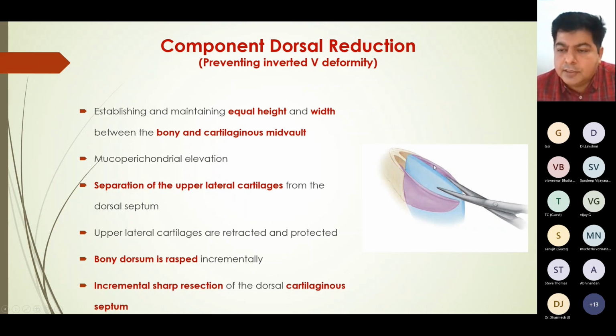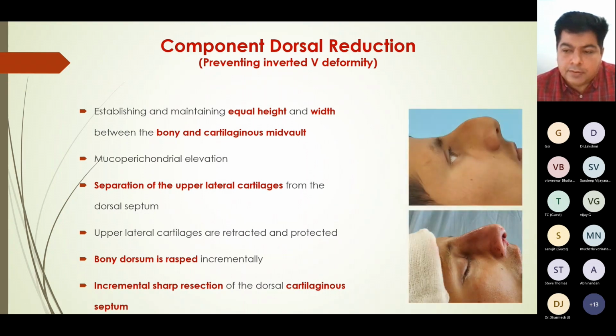The upper lateral cartilages are preserved. The septum is in excess. We have to incrementally reduce it. So this will ensure that the width as well as height of the bony as well as cartilaginous vault is maintained, and this is what is called component dorsal reduction. And this is all an attempt to prevent inverted V deformity. Something like this.